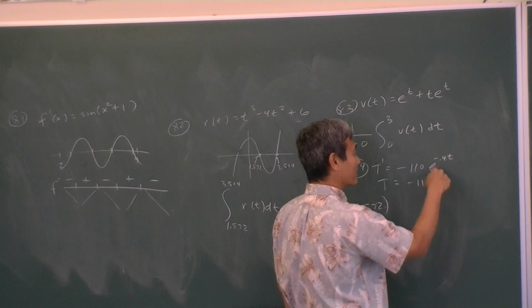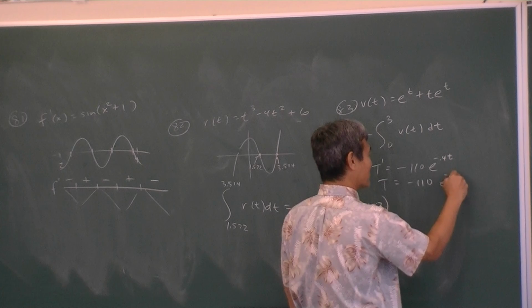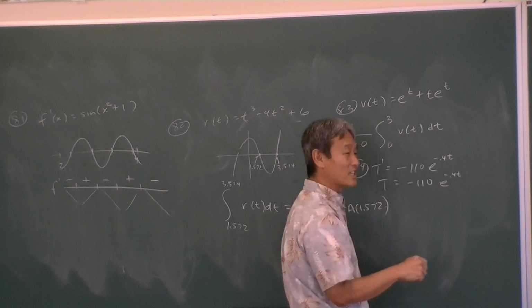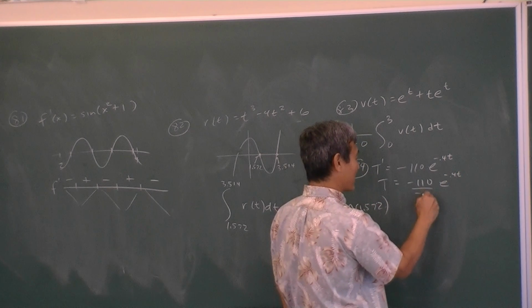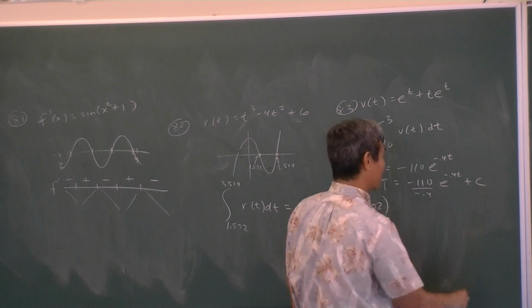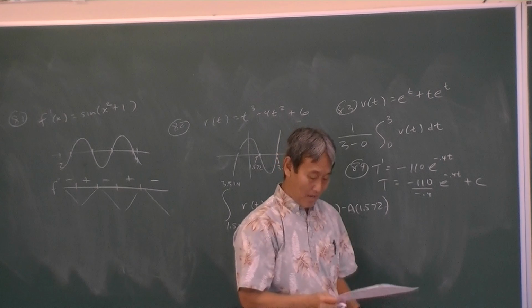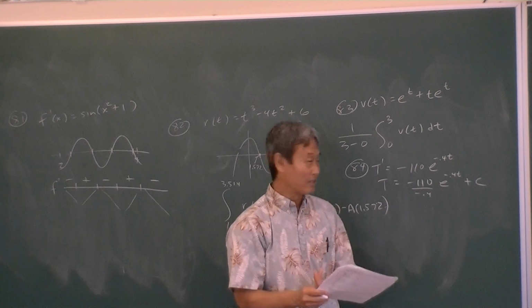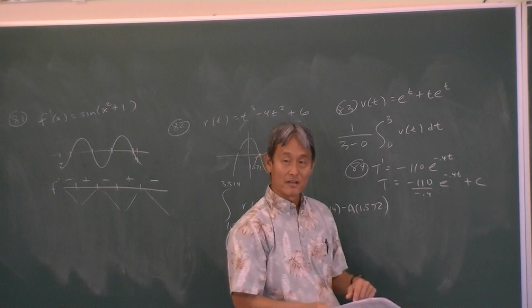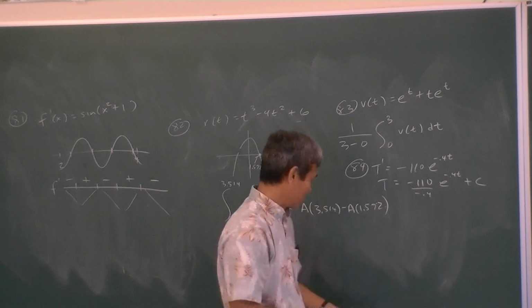What's the antiderivative of e to the box? Is it just e to the box? No, you gotta adjust for the derivative of box, so you gotta divide by negative 0.4, and then don't forget to put the plus c. But they give you information there to figure out what c is. And then if you want to find the temperature at t equal 5, just plug in 5 for t there. But then you got to tack on the plus c there.